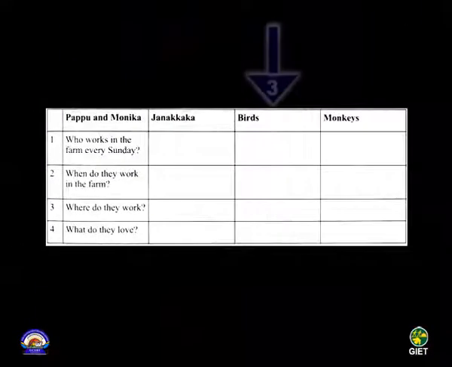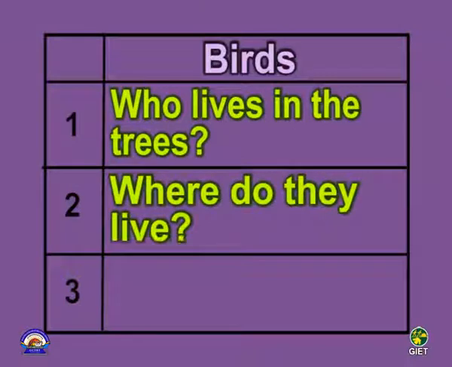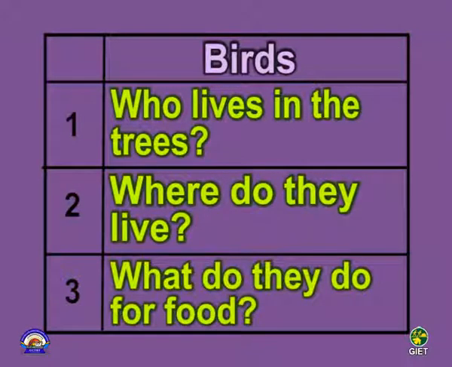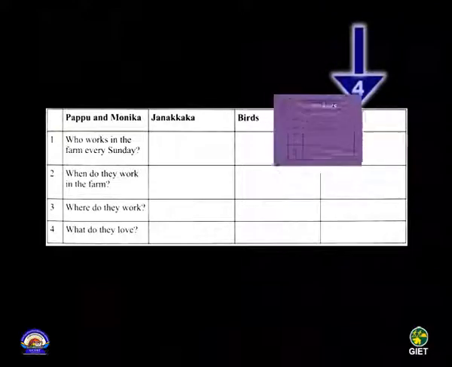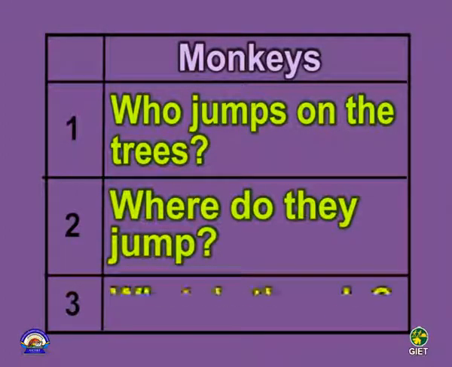Let's see the third column about birds. Who lives in the trees? Where do they live? What do they do for food? Now we see the last column about monkeys. Who jumps on the trees? Where do they jump? What do they do?